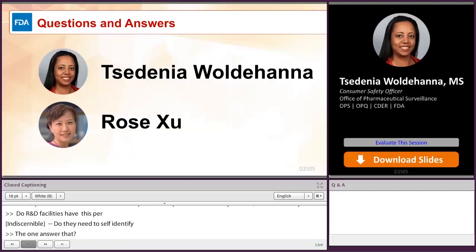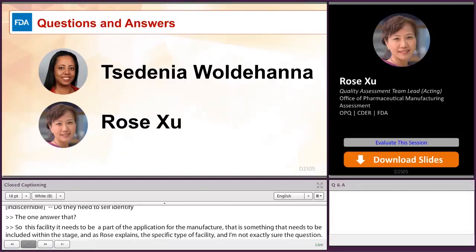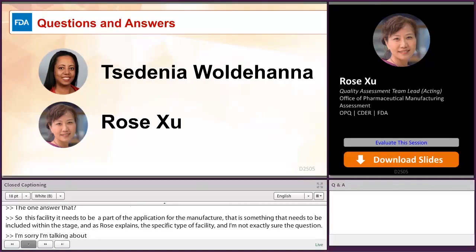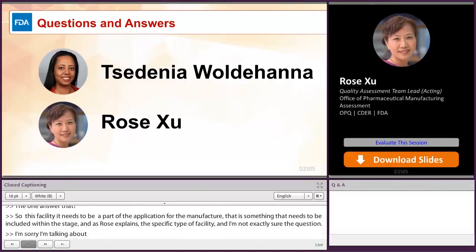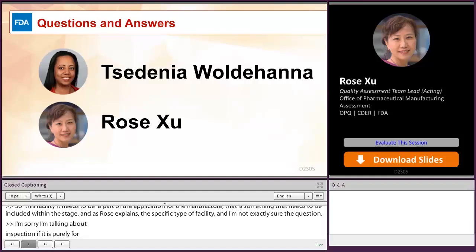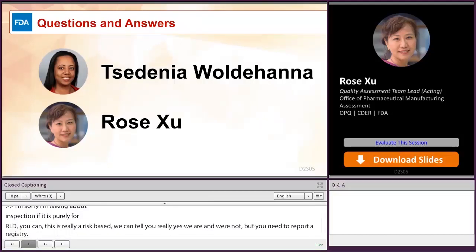Sorry, I thought they were talking about inspection. No, if it's a 356H form, if it's purely for R&D, no, you can put it into Module 3, not a 356H form. I thought it was about inspection, and inspection we really do is risk-based. We cannot really tell you yes, we are or we are not. But you have to report in Module 3, and we will make an assessment based on the submissions, the data, all those things. It's a holistic approach.